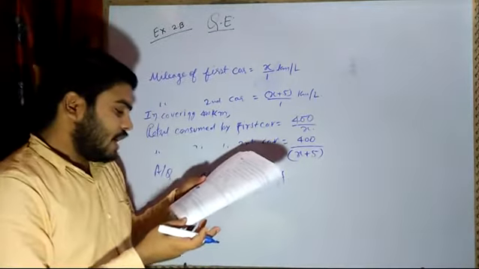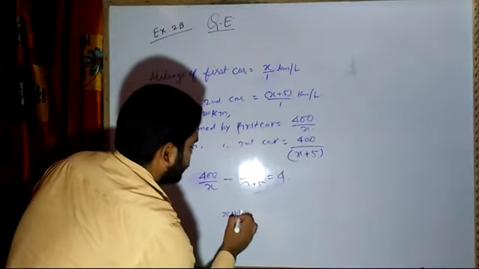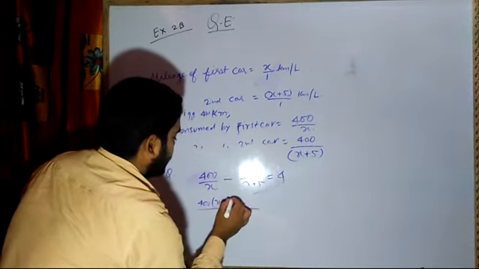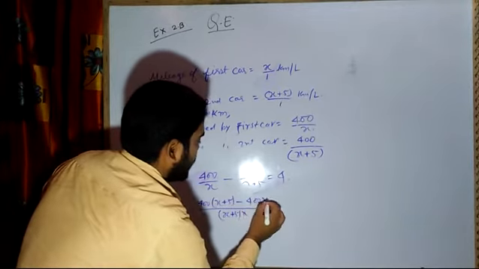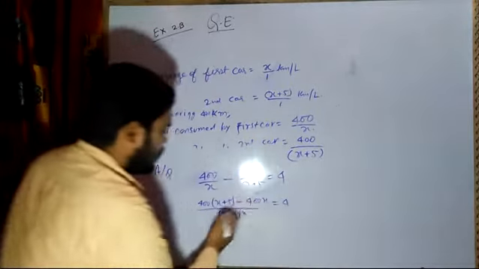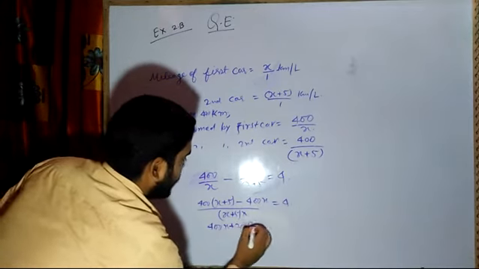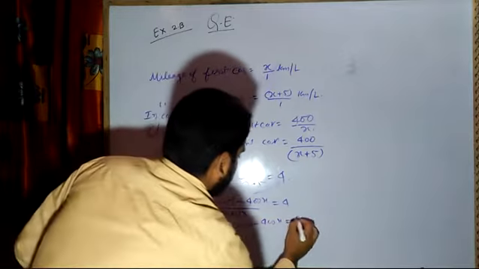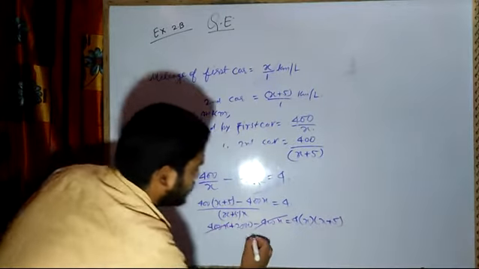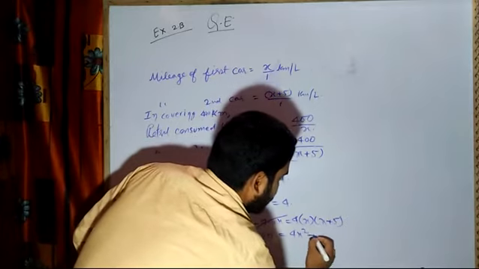If they ask you to find x, then LCM will be x plus 5 into x. Then we have 400 into x plus 5 minus 400x is equal to 4. Now in this way, you all can finish this exercise. So it will be 400x plus 2000 minus 400x is equal to 4 into x plus 5. So 400x and 400x cancel. Here we have 2000 is equal to 4x square plus 20x.